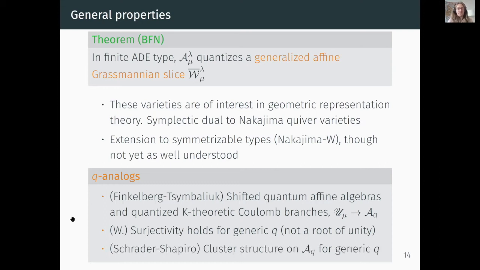I'll mention that there are actually some other structures that show up, for example, cluster structures, as were studied by Gus Schrader and Sasha Shapiro. These algebras in K-theory actually have cluster structures. But again, this is not quite as developed a theory, so I'm going to leave it at that for today. But I think a good question for the rest of this talk is, how do you extend these results to K-theory of what I'm about to say, or any of the stuff in this talk, actually. There are some holes here that need to be filled.